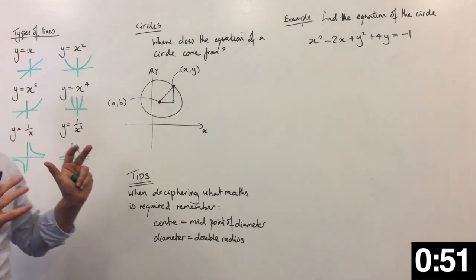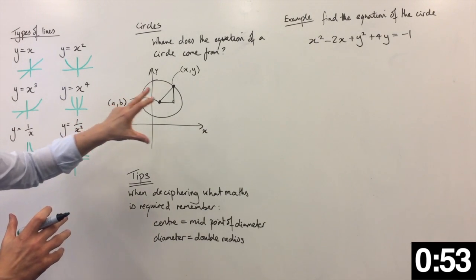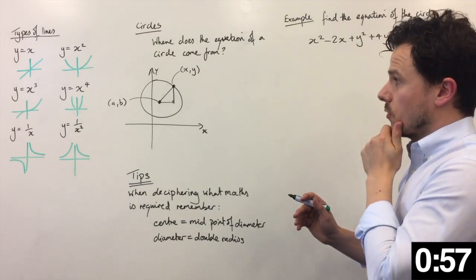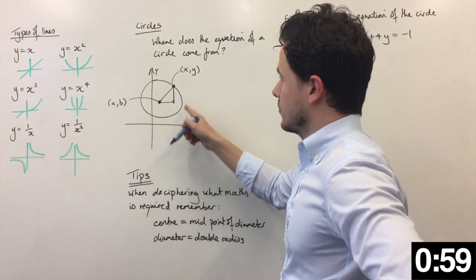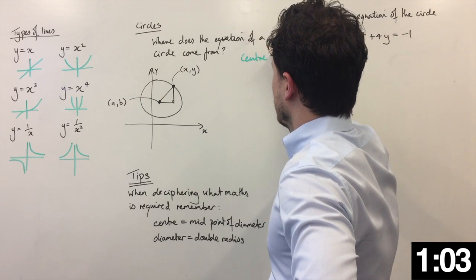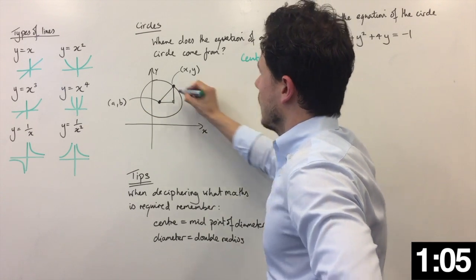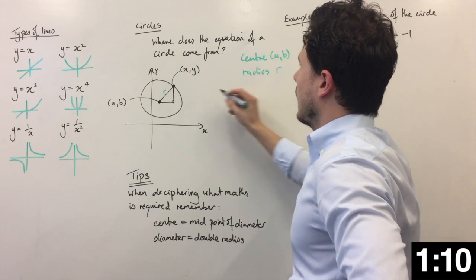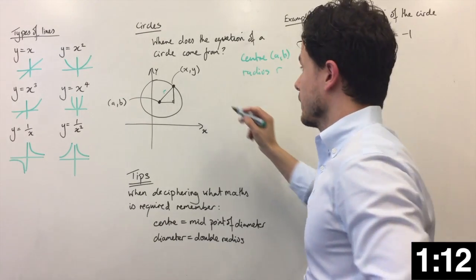Okay, now, more interested in this section, you're going to be working on circles. Now, let's take a look at this setup. So, where does the equation come from? Now, we've got a general circle, so we put here, the centre is (a, b). Let's say it's got a radius of r, and a general point (x, y).